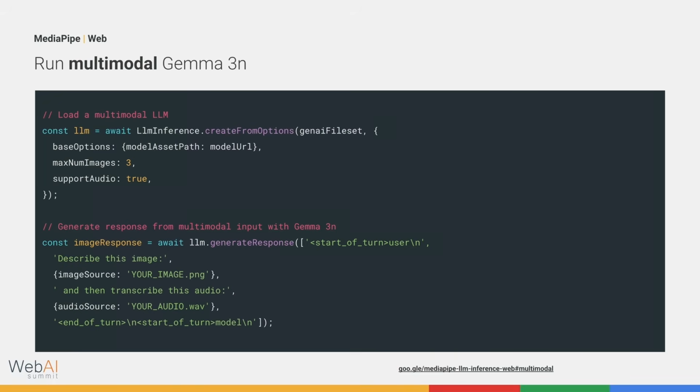For multimodality with Gemma 3N, we need to make two more changes. First, we need to enable multimodality in the inference options. Setting max num images to anything larger than 0 enables vision, and setting support audio to true enables audio. So Gemma 3N can be run with both audio and vision, or just one of these modalities enabled, or it can actually even be run without either for text-only processing.